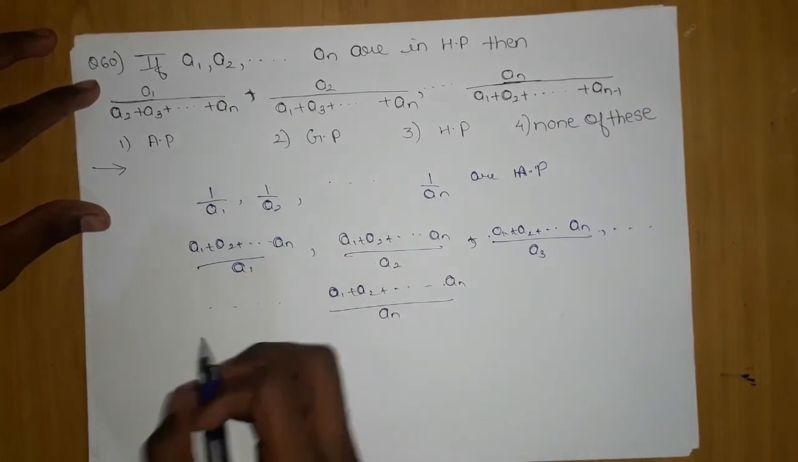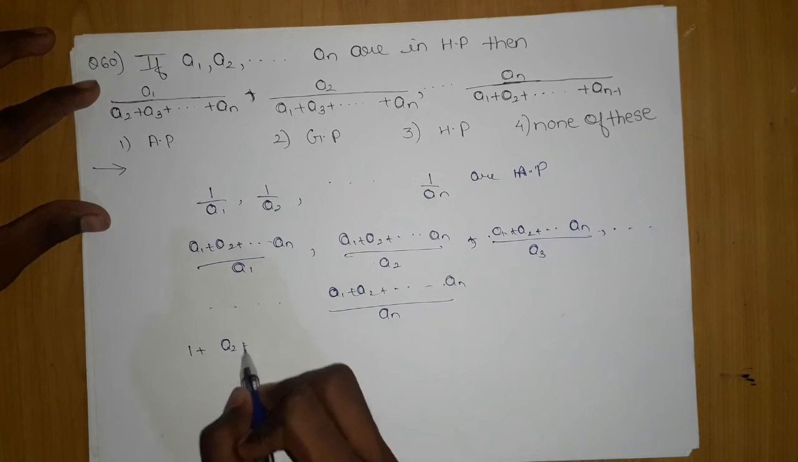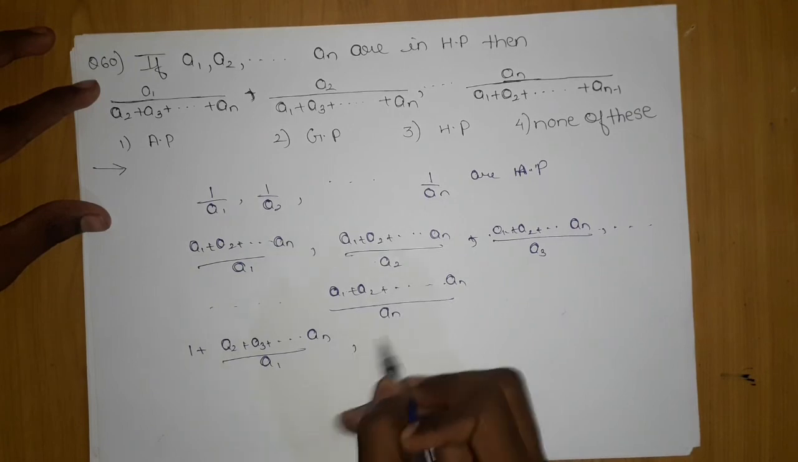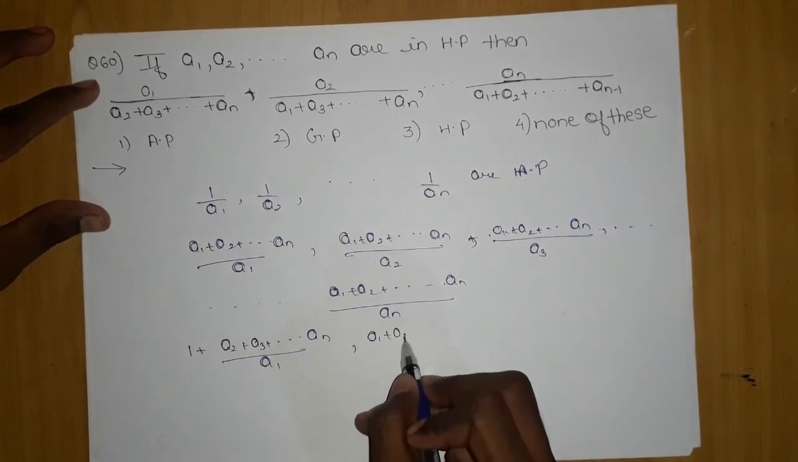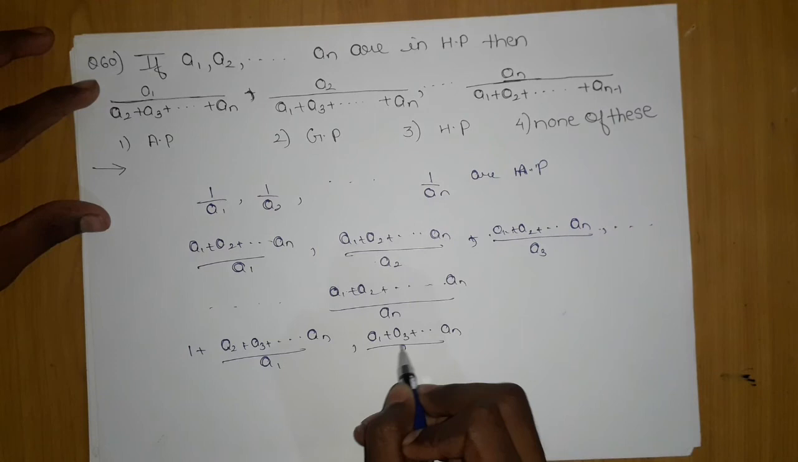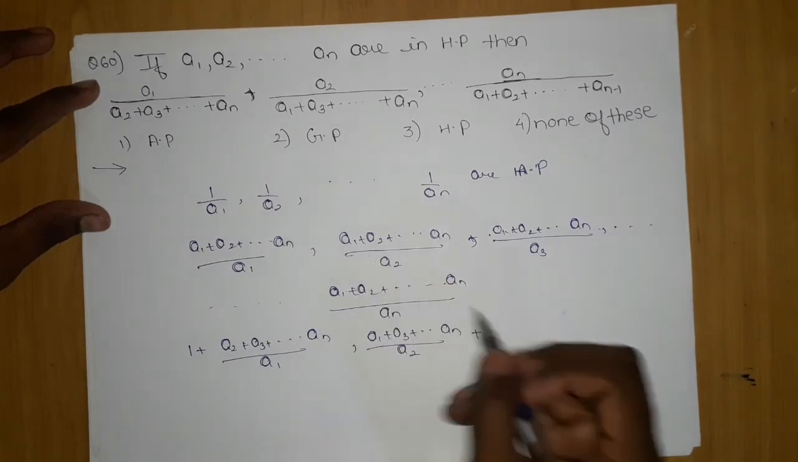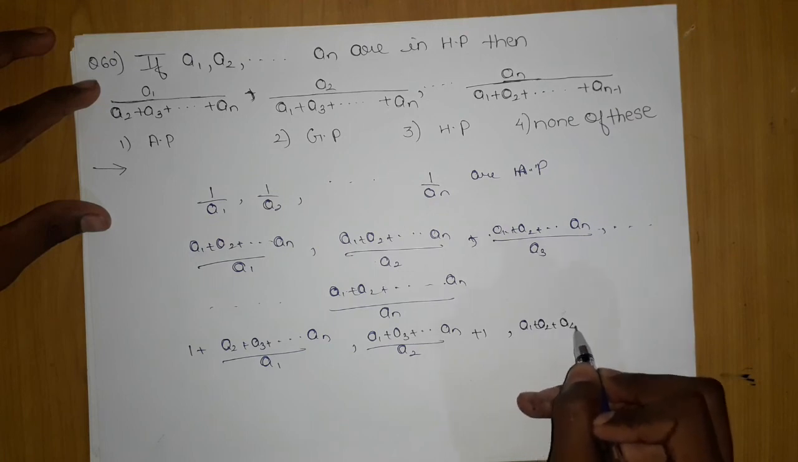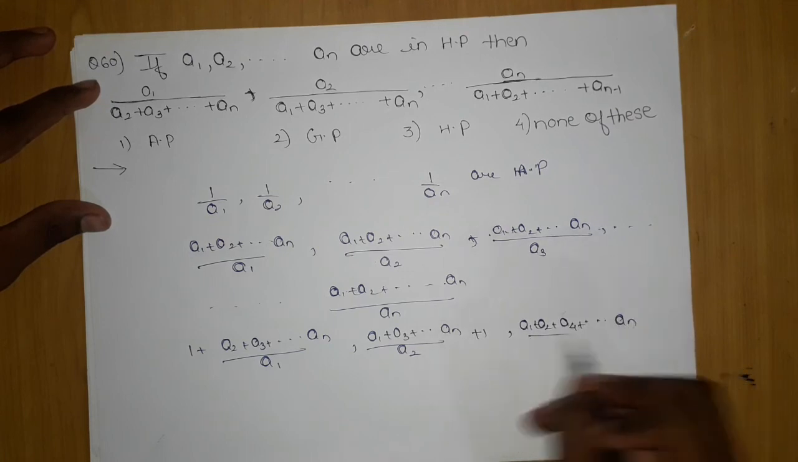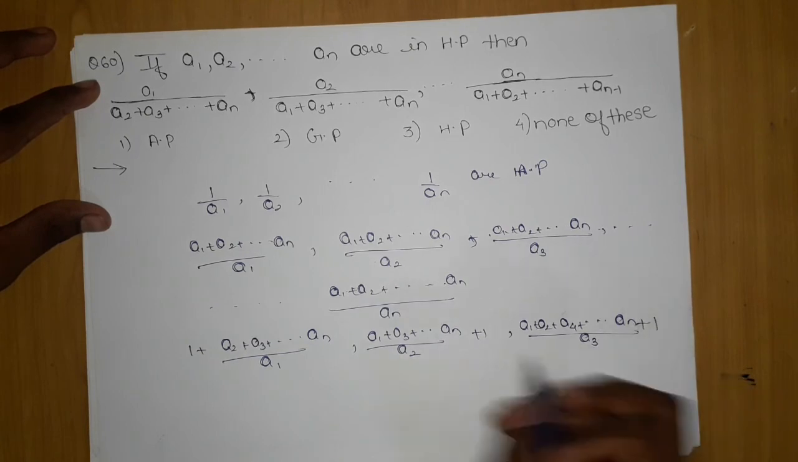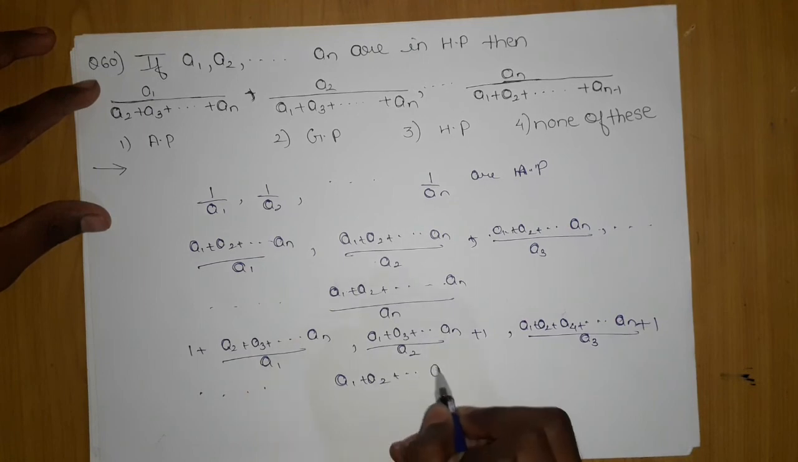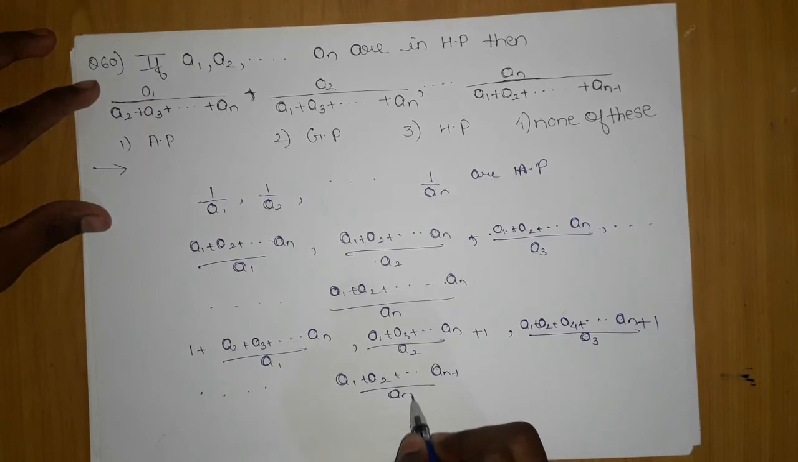Okay, so I can remove this term: 1 plus a2 upon a3 and so on till an upon a1. Similarly I can do a1 plus a3 and so on till an upon a2 plus 1, a2 will cancel out. Similarly here we can do a1 plus a2, a3 will not be there, a4 and so on till an upon a3 plus 1, and the last will be a1 plus a2 and so on till an minus 1 upon an, and a1 will cancel out.